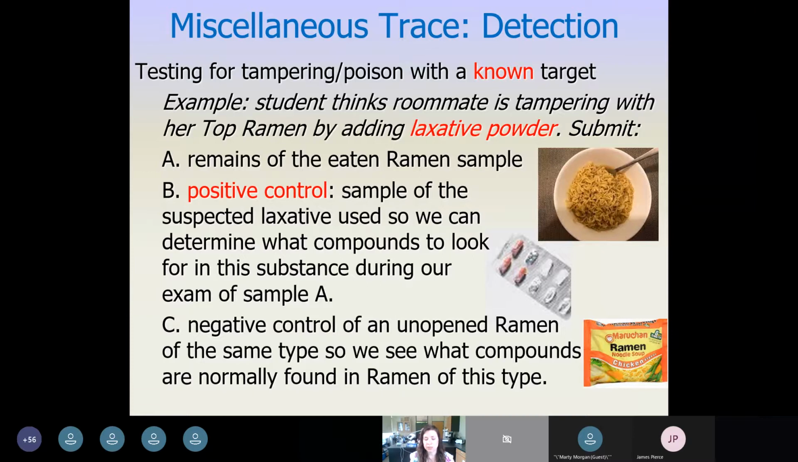So in a situation like this, we really request 3 evidence samples. The first being the remains of any uneaten ramen sample. The second is that suspected laxative that was used, so we can, again, use our instrumentation on the control sample to make sure we can see it. And then finally, we ask that if you can, you provide a negative control. So in this situation, an unopened container of the ramen. And Chris will explain why it's really important for us to have negative controls.